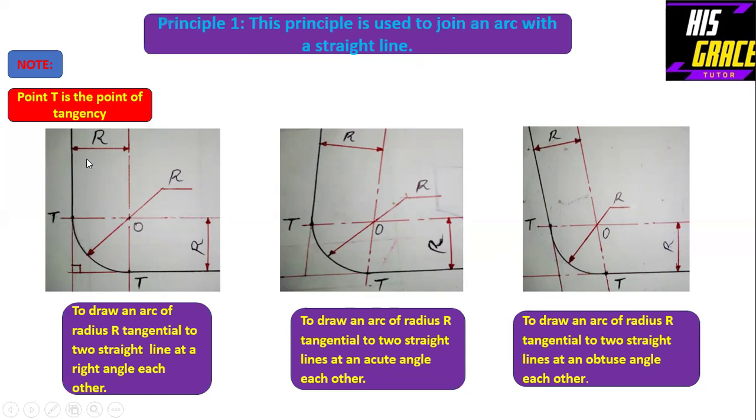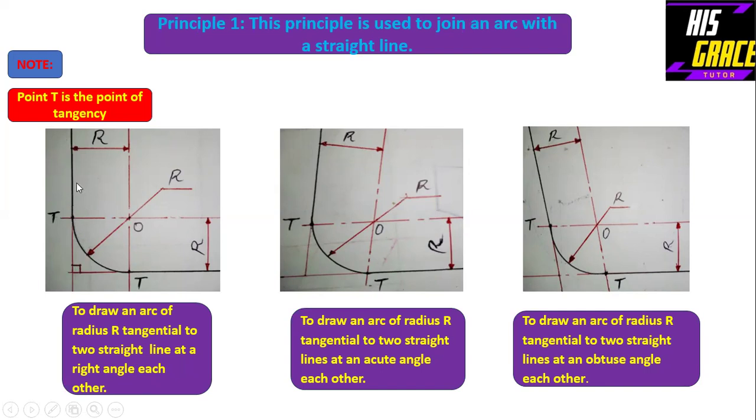For the first application of the principle of tangency that we have here, we want to draw an arc of radius r tangential to two straight lines at a right angle to each other. So these two lines are at a right angle to each other, as you can see from the angle here. We want to use an arc to connect them together, or blend them together. So how can we do this?